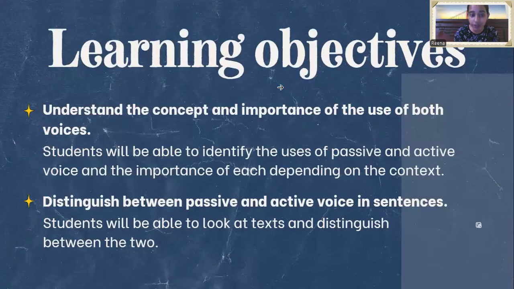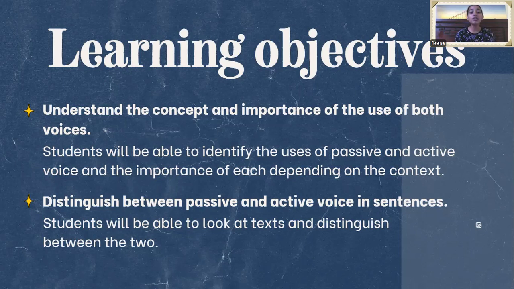So, these are the learning objectives, which means what you will be going to learn, like the agenda. So, you will be able to understand the concept and importance of the use of both the voices, which is active and passive voice, and you will be able to identify the uses of passive and active voice and the importance of each depending on the context. So, whether it is passive, whether it is active, and what is important, because without learning the significance of why we are learning it, there is no interest.